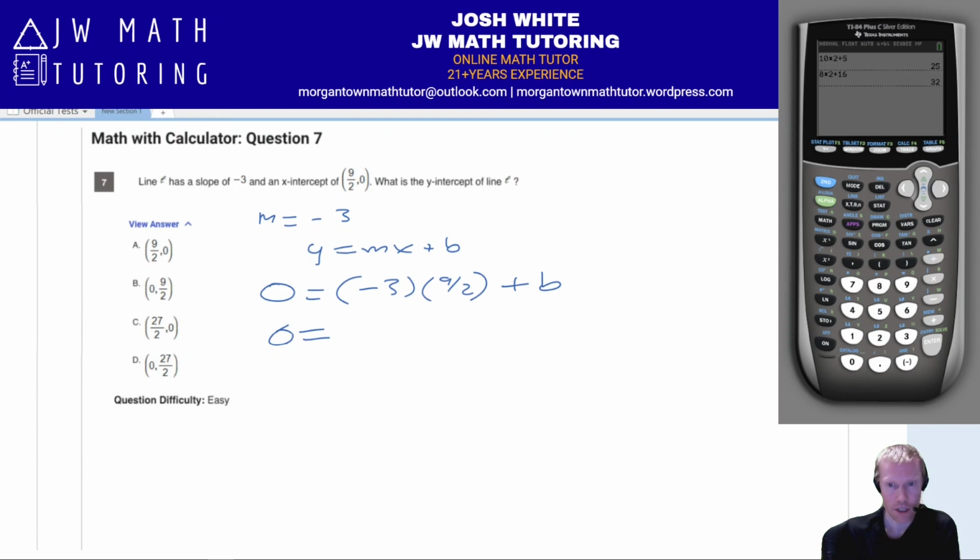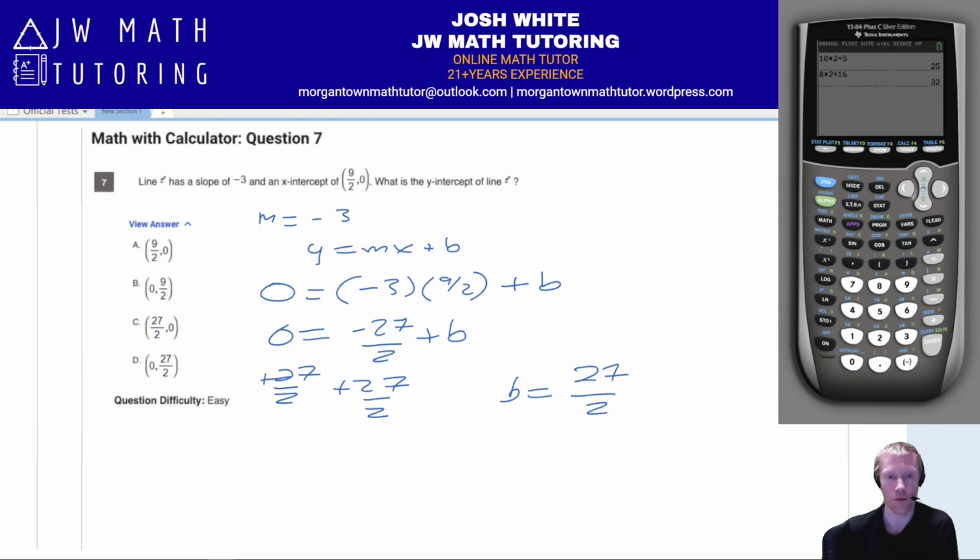So negative 3 times 9 halves, you can do that on a calculator. If you're not comfortable with fraction multiplication, it's going to be negative 27 halves. And then hopefully now you see you just add this to the other side. So the y-intercept will be 27 halves, or of course, as you write it as a point, (0, 27/2).